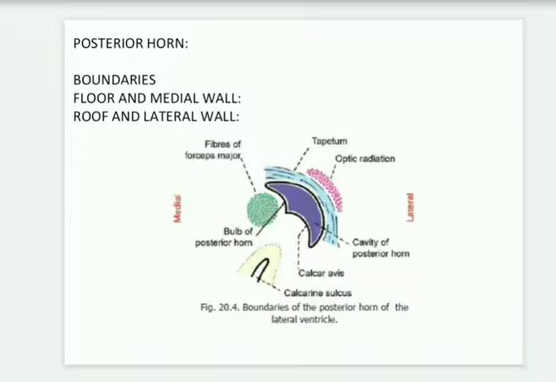Next, entering into the posterior horn, there are some boundaries. The floor and medial wall are bounded by the forceps major and calcar avis. Remember, floor and medial wall are bounded by forceps major and calcar avis. The roof and lateral wall are formed by the tapetum fibers of the optic radiation.